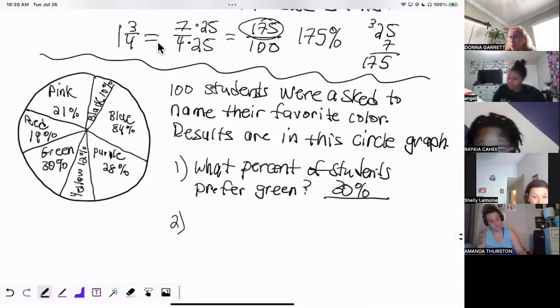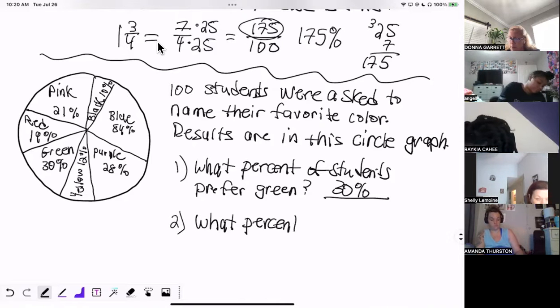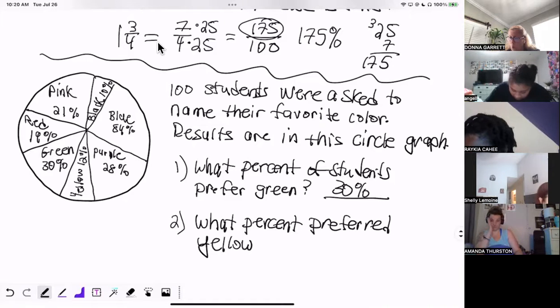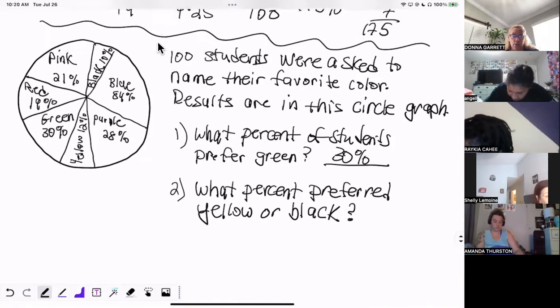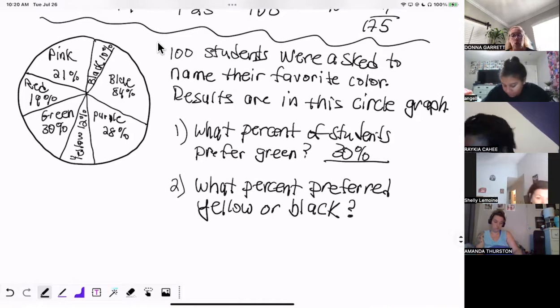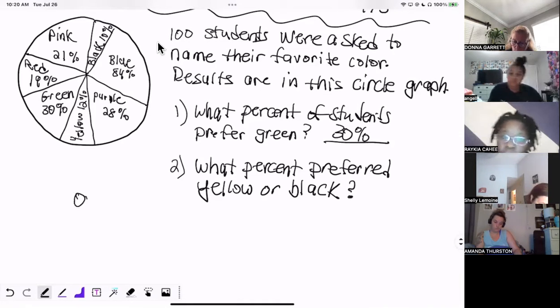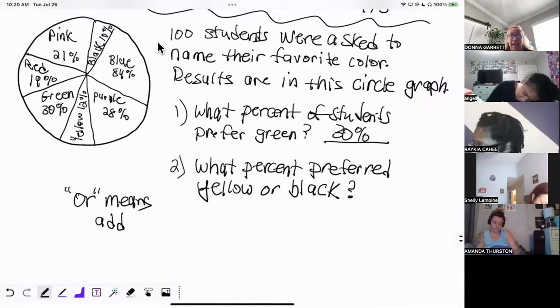This is the one I want to tell you about. What percent preferred yellow or black? So what do you do when they give you two colors and they say or? This is also when you get to probability. Whenever you get to probability, it's done the same way. The word or means add. So you're going to add them together.